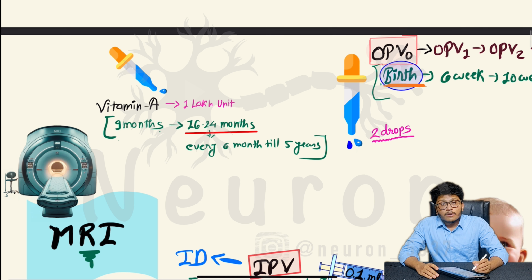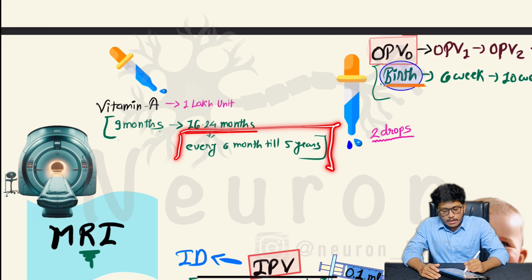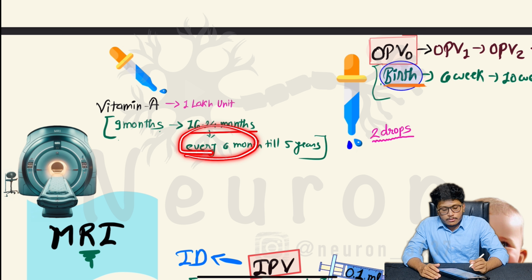So now let's move to the vitamin A supplement. So the first vitamin A dose is given at the time of 9 months. Second dose is given from 16 to 24 months and from there on you have to give vitamin A up to 5 years every 6 months. So 1 lakh unit of vitamin A is given to the baby.